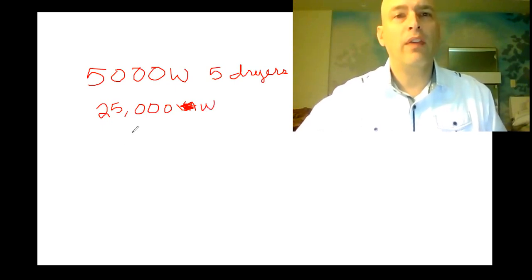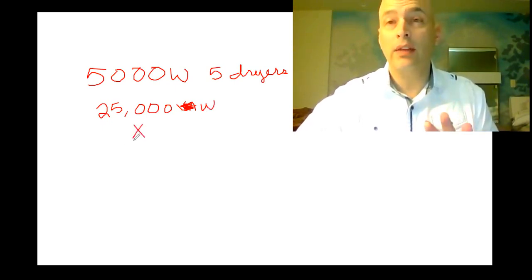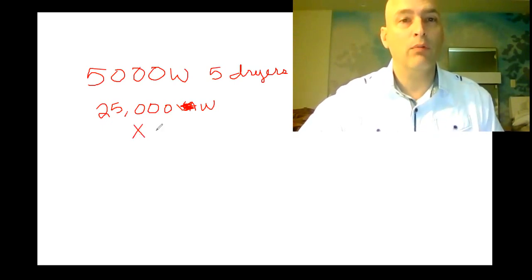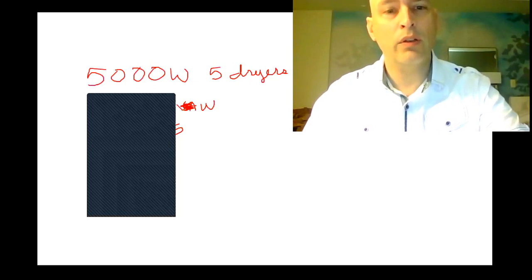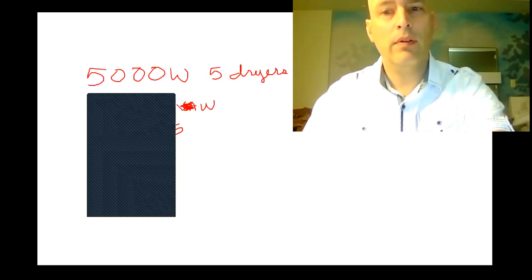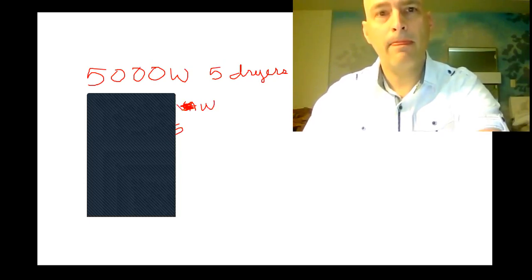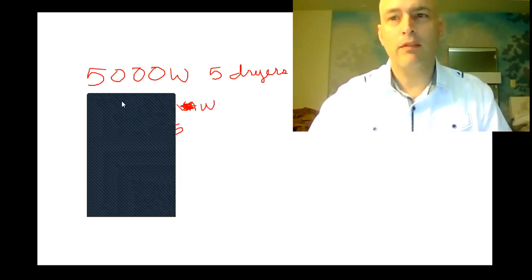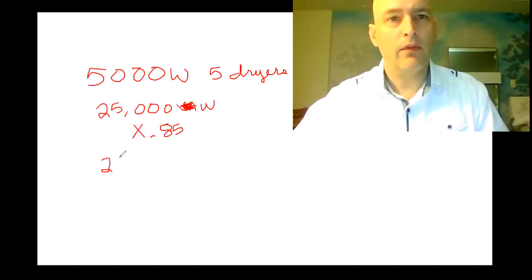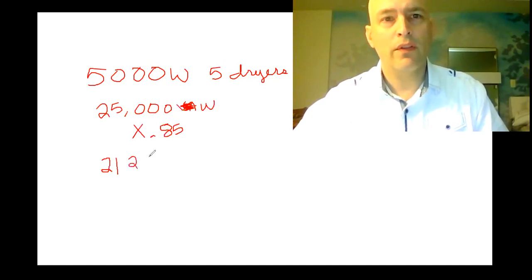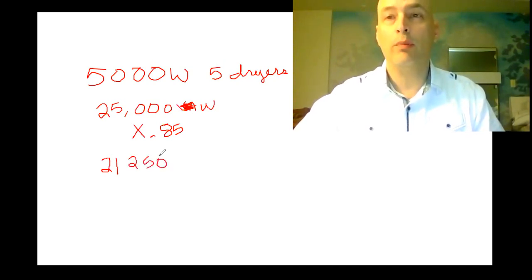All right, 25,000 watts. I would multiply times the demand factor. In this case, that 85% that you see on the table is a multiplier, so I'd put that in my calculator as 0.85. All right, let me pull my calculator real quick: 25,000 times 0.85, and that would give me 21,250 as a final number there, 21,250.